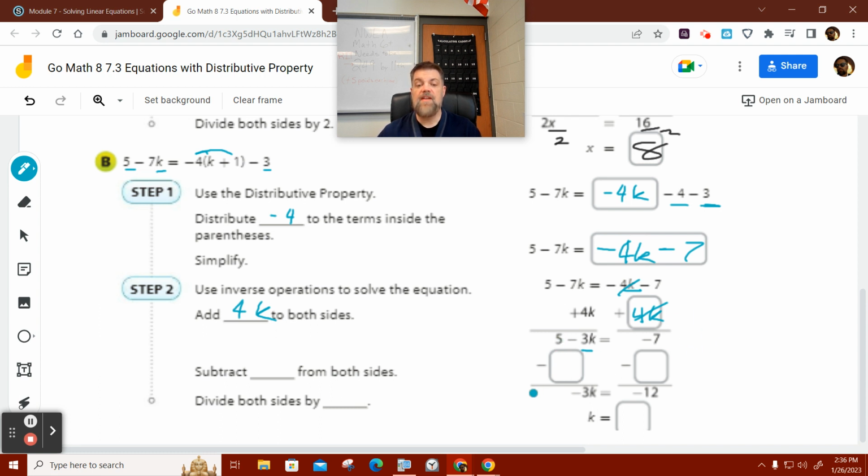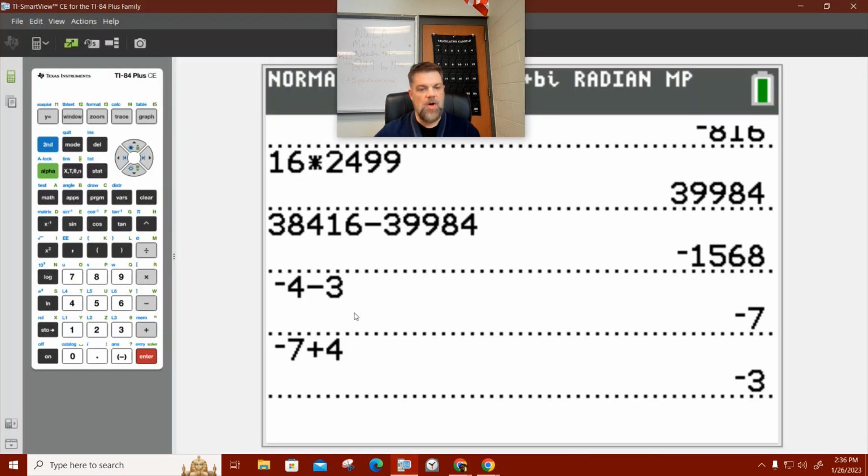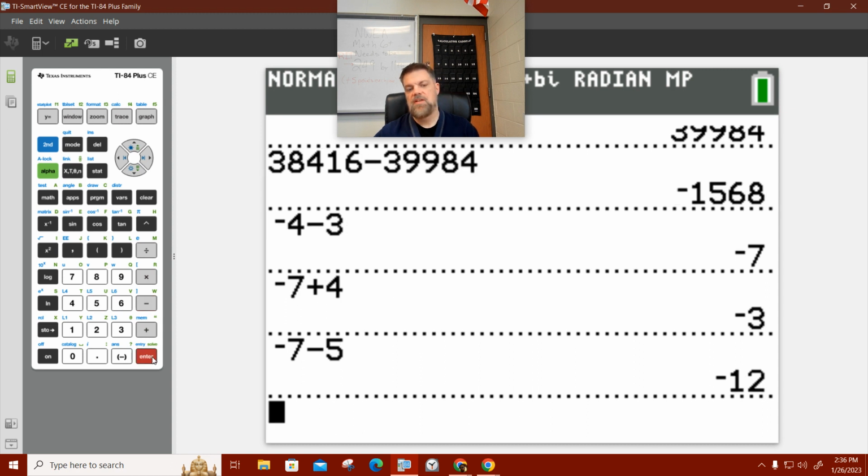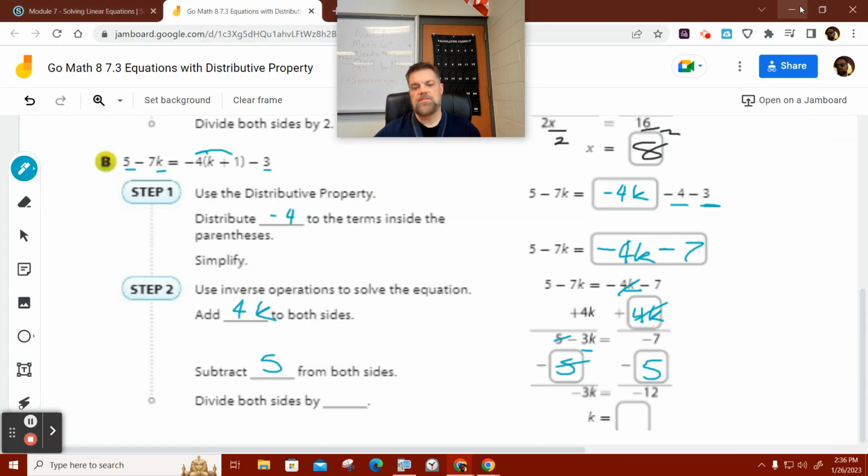I need to move the 5 over to the other side, so I subtract 5 from both sides. That leaves me with, this 5 cancels with this 5. What's negative 7 plus negative 5, or negative 7 minus 5? If you don't know, put it in the calculator. Negative 12. So I get negative 3k is equal to negative 12.